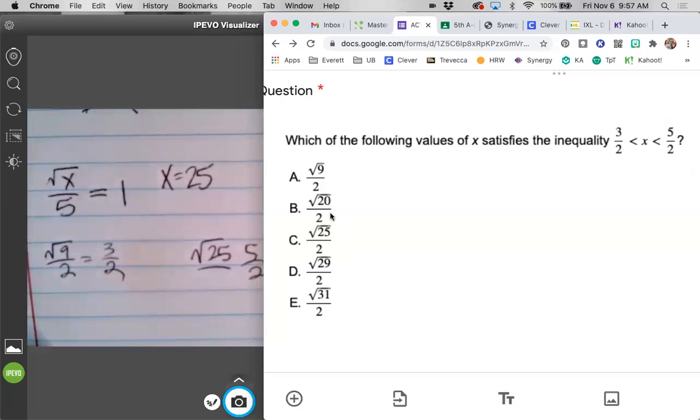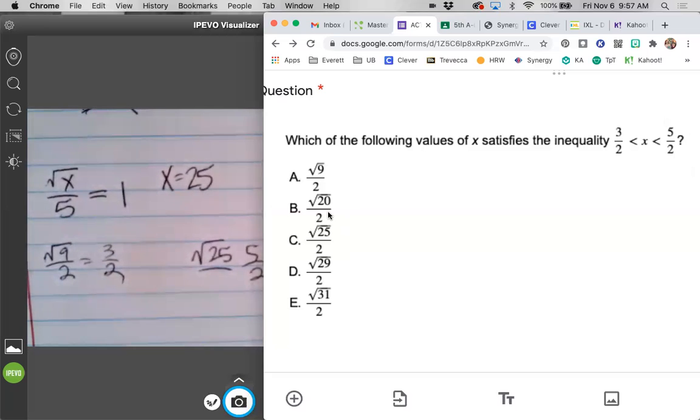So it's got to be square root of 20 over 2. Didn't have to type a thing in the calculator, just be like, oh, hey, these match. It's got to be in between that. And conveniently, your numbers are in order. Okay?